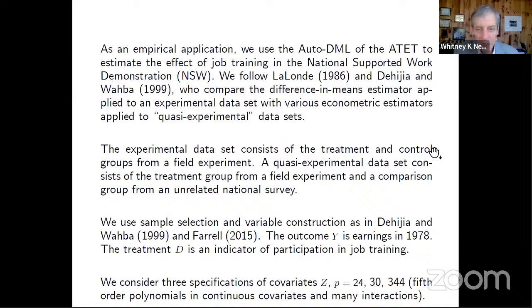The experimental data consists of treatment and control groups from a field experiment. The quasi-experimental data set consists of the treatment group from a field experiment and a comparison group from an unrelated national survey. We use the sample selection and variable construction in Dehejia and Wahba. The outcome Y is earnings in 1978. The treatment D is an indicator for participation in job training. We consider fairly mild size P's, but one of them is 344 regressors, including fifth order polynomials in continuous covariates, and many interactions. So those are the estimates we're going to look at.